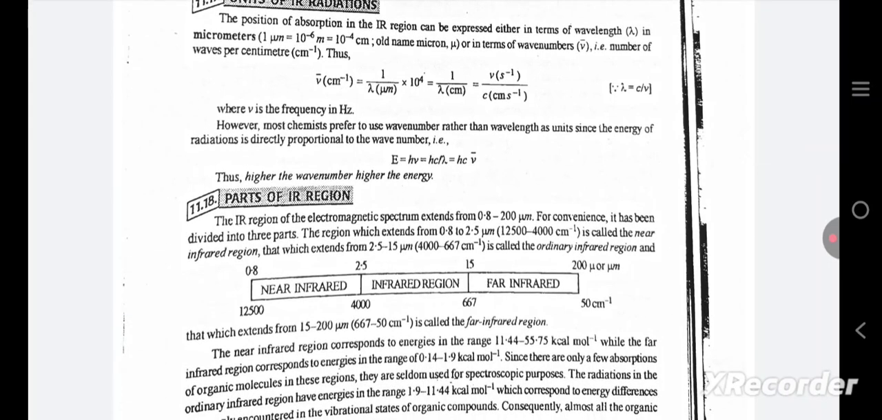Units of IR radiations. The position of absorption in the IR region can be expressed either in terms of wavelength in micrometers or in terms of wave number, the number of waves per centimeter. Thus, where ν is the frequency in hertz. However, most chemists prefer to use wave number rather than wavelength as units, since the energy of radiation is directly proportional to the wave number. Higher the wave number, higher the energy.